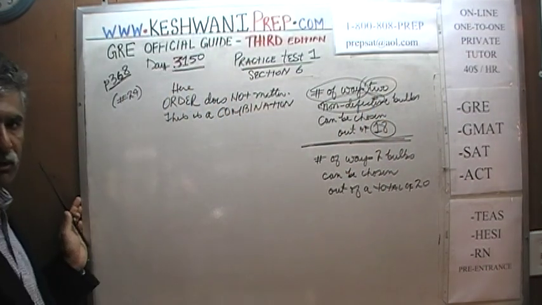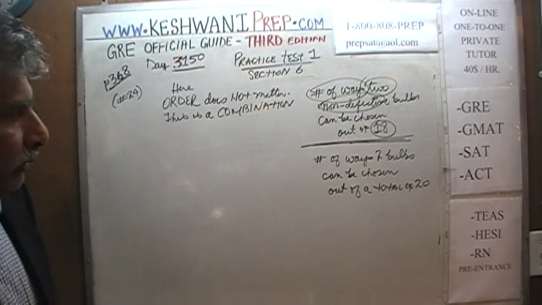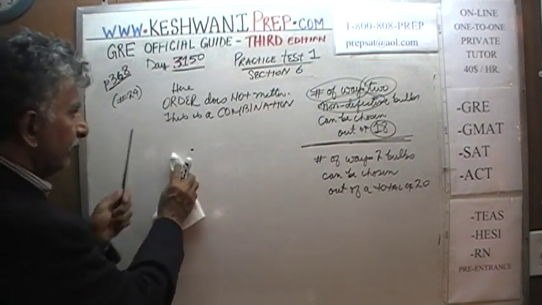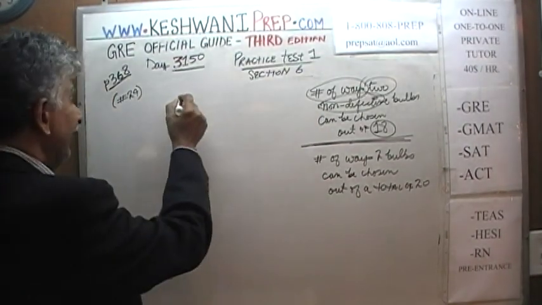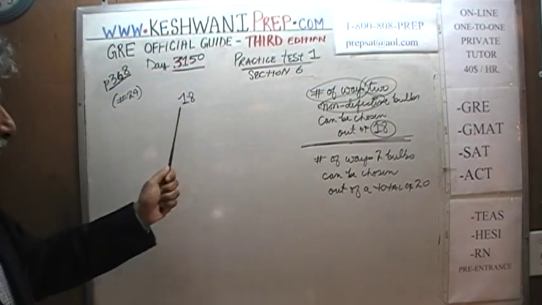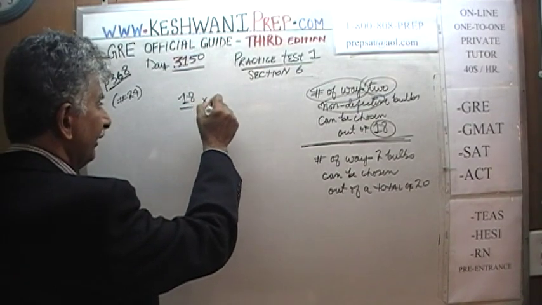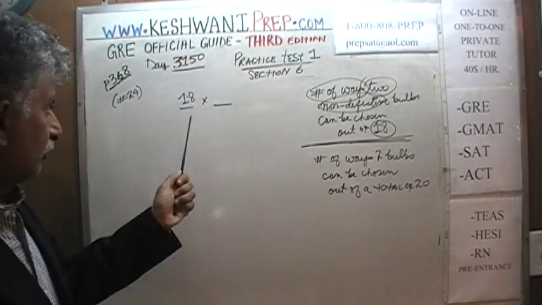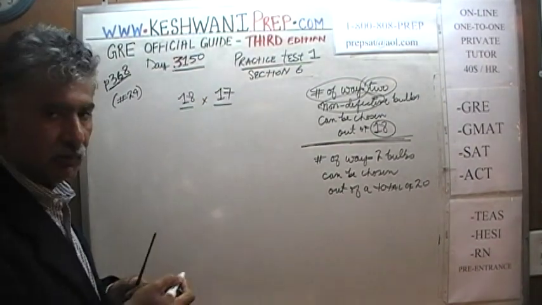How many different ways can we choose the first bulb? Well, there are 18 of them. Keep in mind, it's a combination. Since there are 18 of them, there are 18 different ways we can choose the first non-defective bulb. After we have chosen the first non-defective bulb, how many different ways are there that we can choose the second non-defective bulb? Well, we have chosen one already. There are 17 ways of choosing a second non-defective bulb.